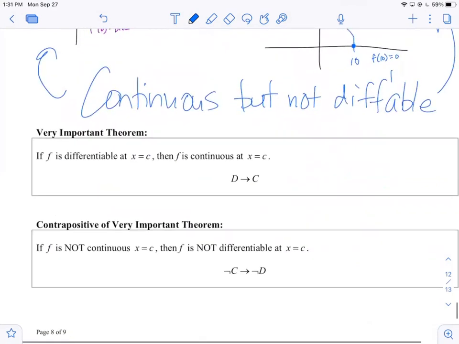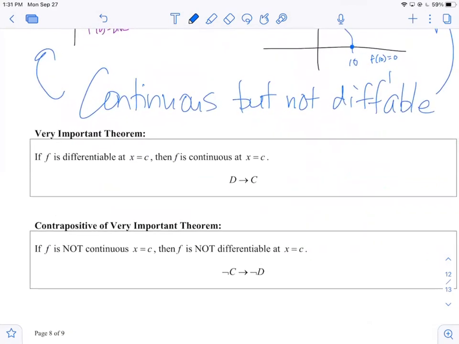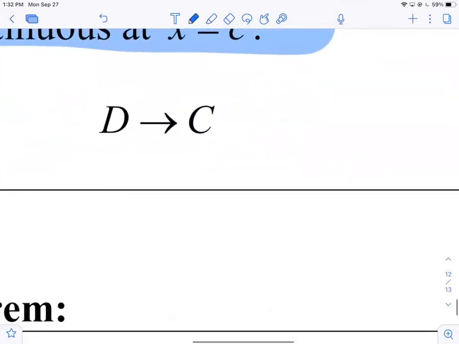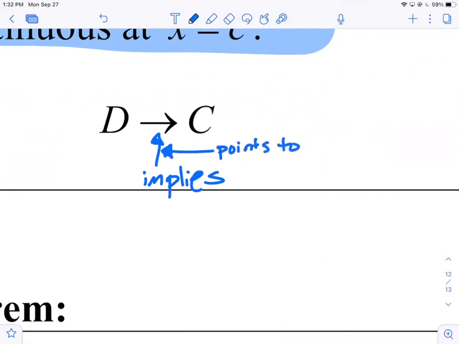All right, now here's a very important theorem. It says so right above it. Very important theorem. It's not like the squeeze theorem or the IVT. It's just a theorem. If f is differentiable, then it's continuous at a point. We write this in logical terms as D implies C. That's what that means. Okay, and then this arrow here just points to. Too many arrows, right? Yeah.